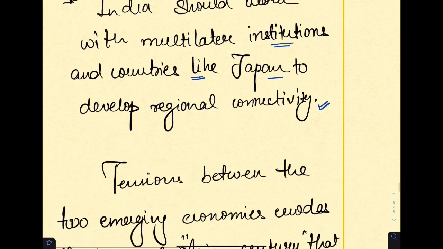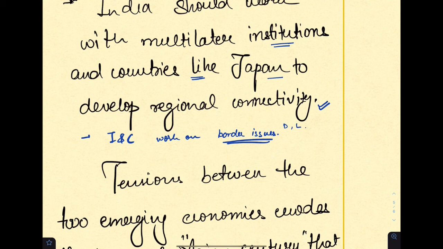Another one you can add last is that both India and China should work on the border issues. These are also important because due to these border issues, Doklam, Ladakh, the Pangong Lake incident happened, and that has to be decreased.